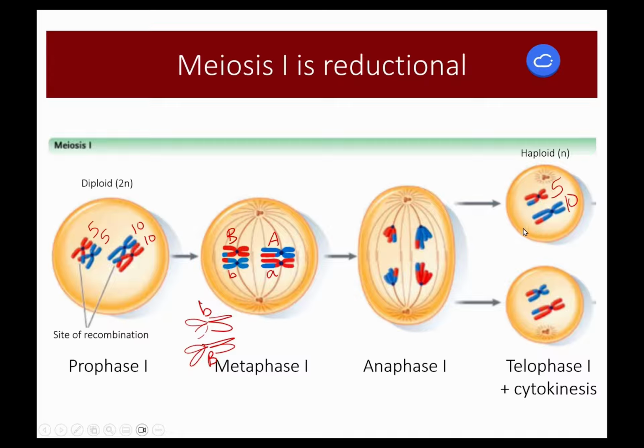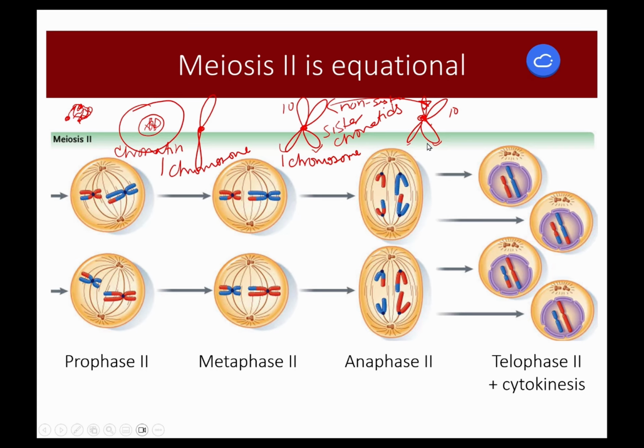The copy number has changed. That's a different thing we'll learn next class. And the chromosome number has changed, but in the next slide you'll see that it's going to be a little bit different in meiosis 2. So let's go to meiosis 2.